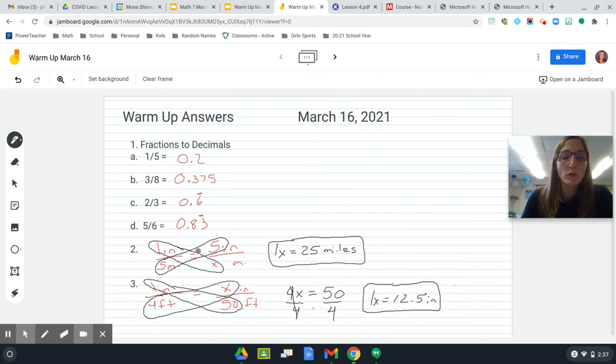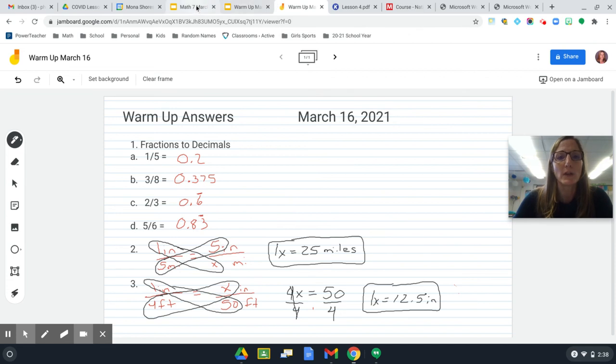So number 2 was working from small to big, the map to the actual distance. And number 3, we were working from the larger, the bigger to the small. So we were looking at the bridge, the actual amount of feet, going down to then the model size of it. So there's your warm-up. That's a review of what we covered yesterday in class.